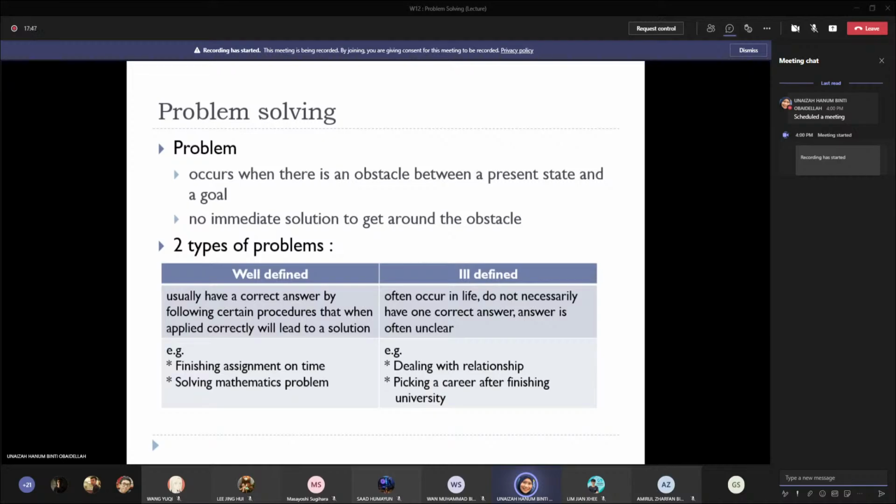Ill-defined is when you don't necessarily have a correct answer, and often, as stated here, it is unclear. So there's no right or wrong. Whereas when you have a well-defined problem, you will often have a kind of fixed solution. For example, if you want to score well in a subject, it's either you study or you don't study.